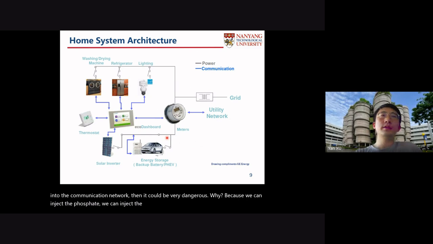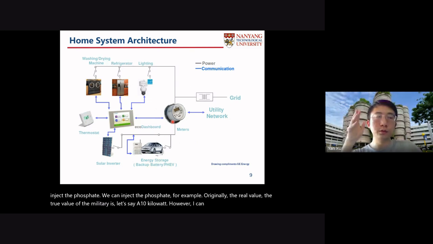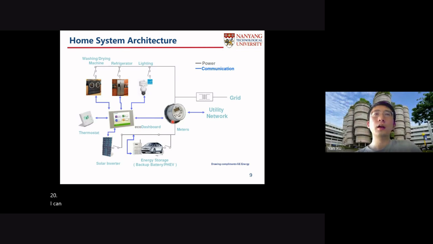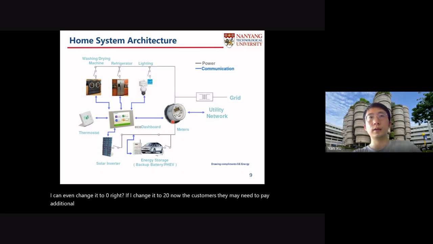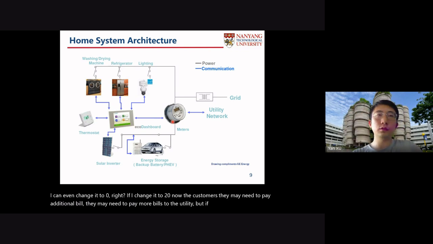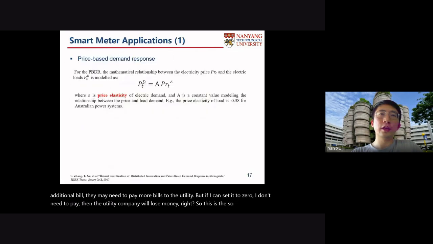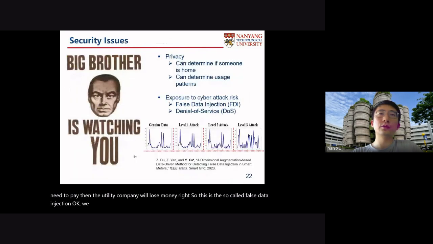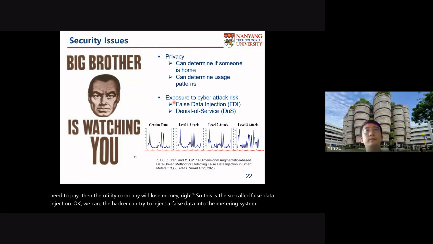For example, originally the true value of the metering is, let's say, 10 kilowatts. However, I can change the 10 kilowatts into 20. I can even change it to 0. If I change it to 20, the customers may need to pay additional bills to the utility. But if I set it to 0, I don't need to pay, and then the utility company will lose money. So this is the so-called false data injection. The hacker can try to inject false data into the metering system. This could be very dangerous.